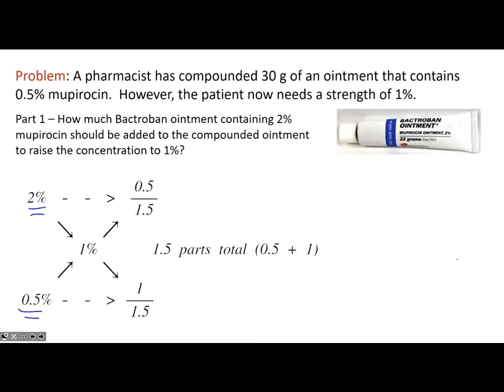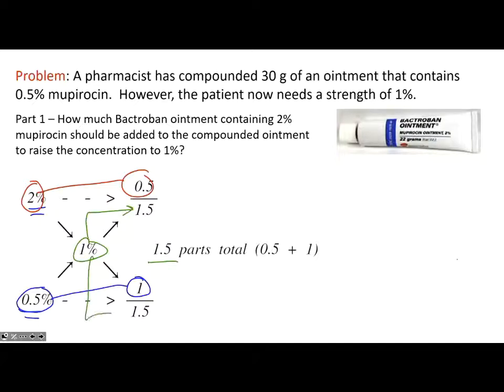So let's make sure we realize my 0.5% strength is equivalent to 1 part. Up on top for the 2%, again, if I take 1% minus 0.5% diagonally, that's 0.5. So again, my 2% strength represents having 0.5 parts. And what is 0.5 plus 1? 1.5, right? So this 1.5 total represents the 1%. So the 1%, the target that I want, needs to have a total of 1.5 parts.